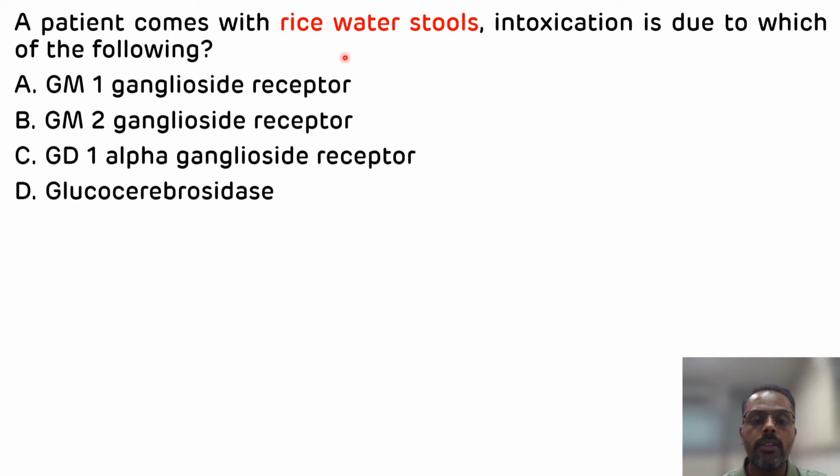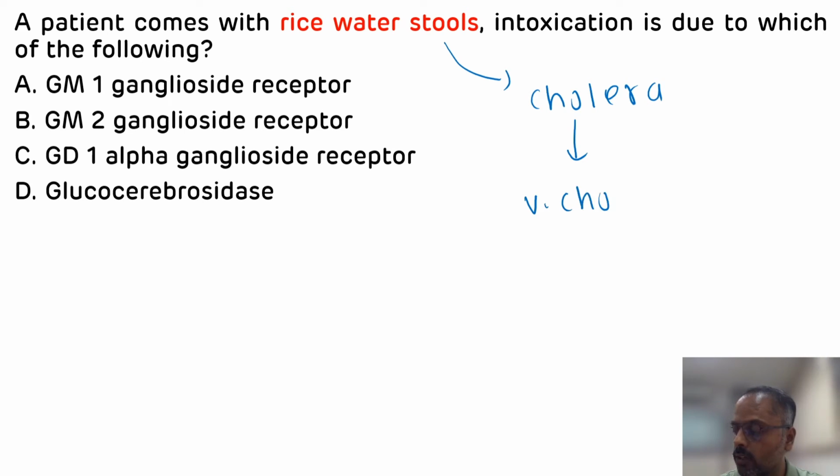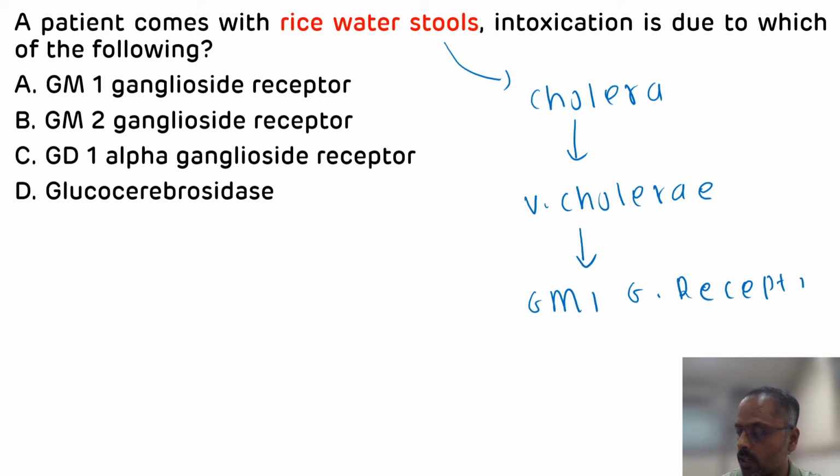Patient comes with rice water stools. Intoxication is due to which of the following? And the options are GM1 ganglioside receptor, GM2 ganglioside receptor, GD1 alpha ganglioside receptor, and glucocerebrosidase. So the rice water stools suggest cholera. Cholera is caused by Vibrio cholerae. Fine, and this Vibrio cholerae uses the GM1 ganglioside receptor. So the correct answer will be A.